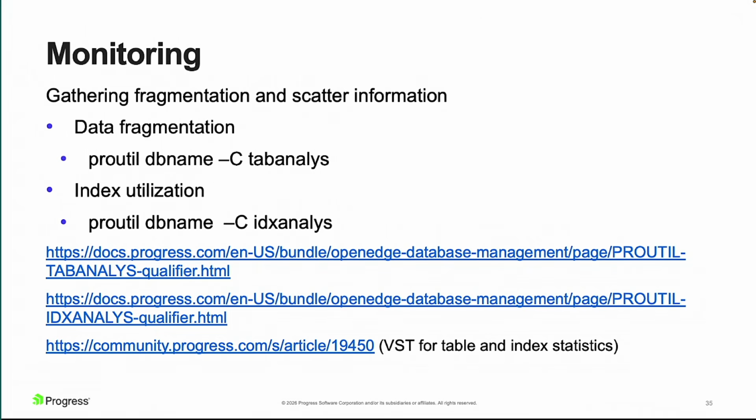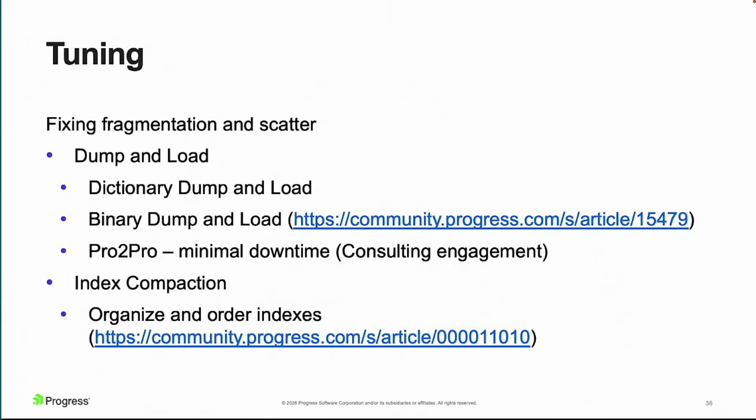These are K-bases or documents on how to actually run these things, and you can get the same information out of the VSTs by running 4GL code. So use the tab analysis to look for your scatter, and use the index analysis to look for how well your indexes are compacted. Usually if you get a percentage of 60%, we think it's time to compact that index. And that's something else you can do online, is compact those indexes to get the best performance out of your indexes, which I think I say on this one.